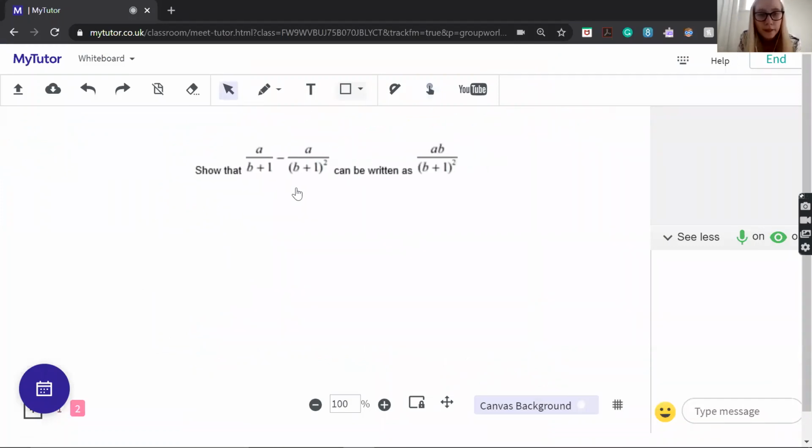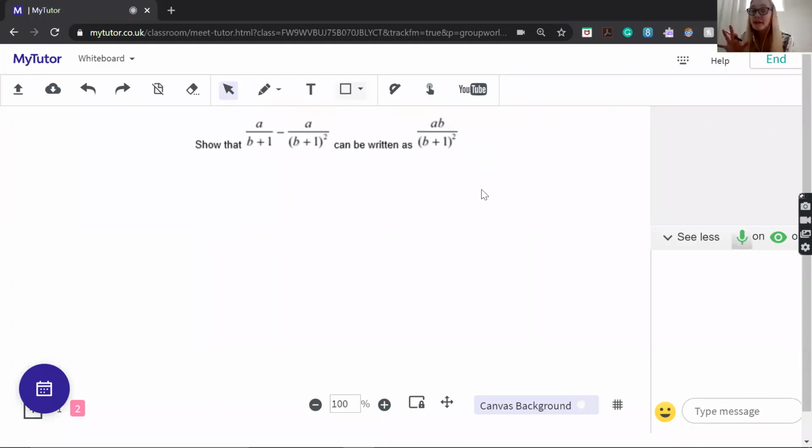So, show that questions are lovely. If you see a show that question, you should be very happy, because it means that you can know that you've got the answer right. We have to make sure that we're careful that we show our working, because obviously we've kind of been given the answer. But it means that you know when you've reached the right conclusion, which is really cool.